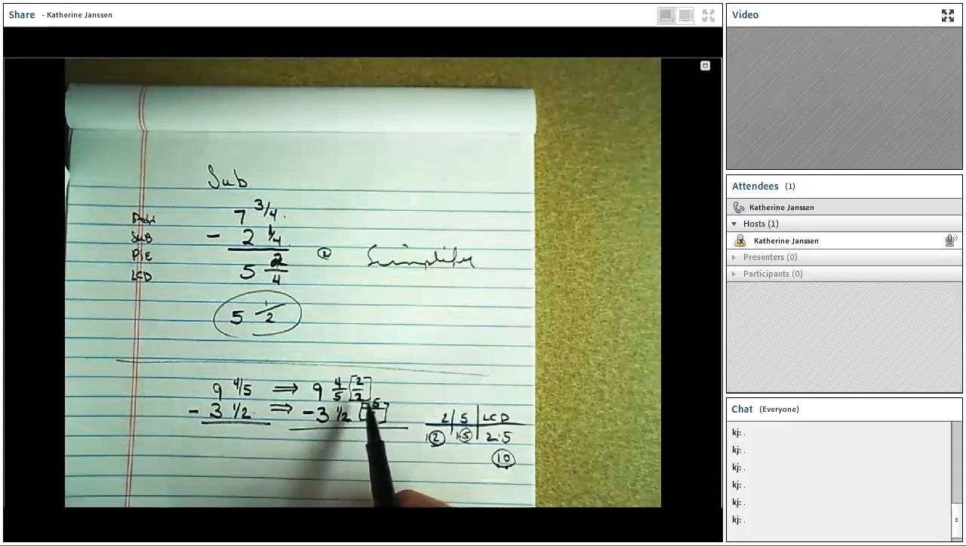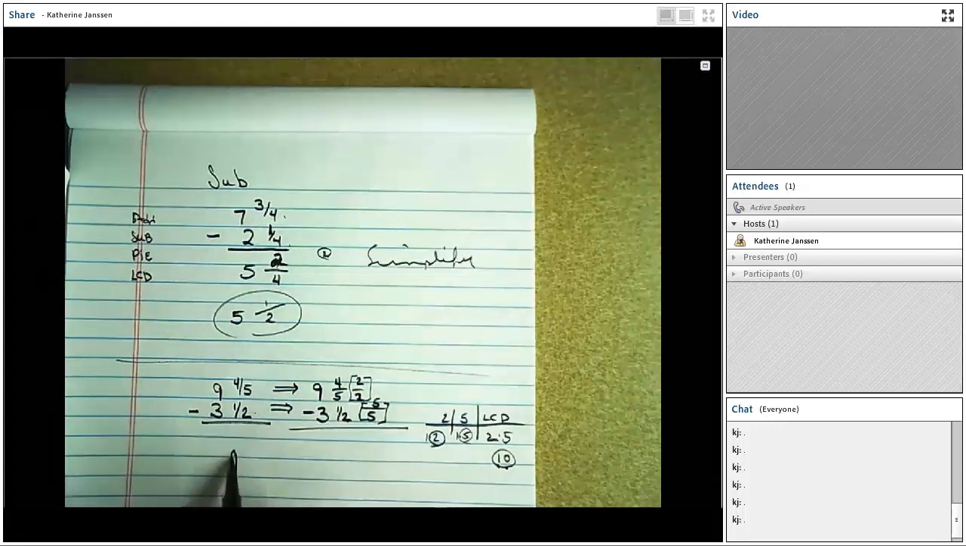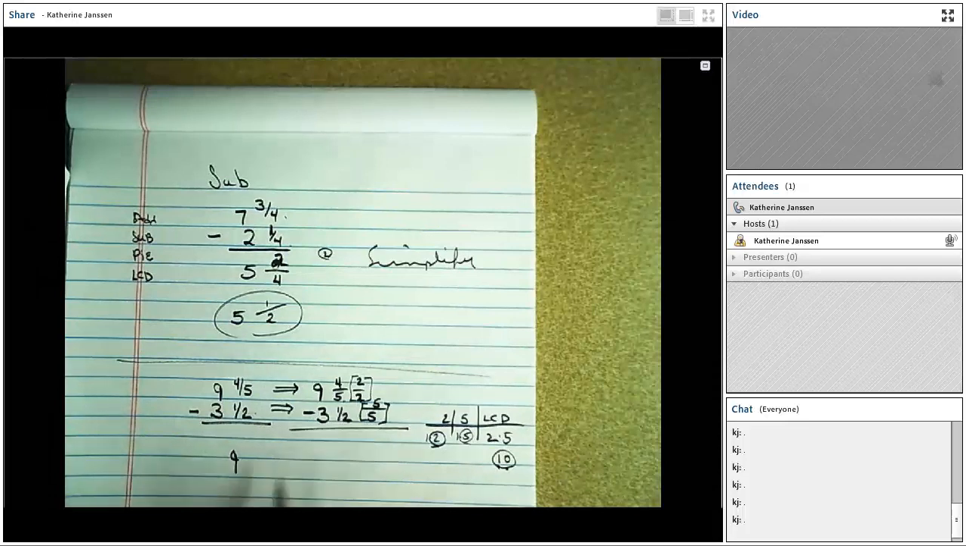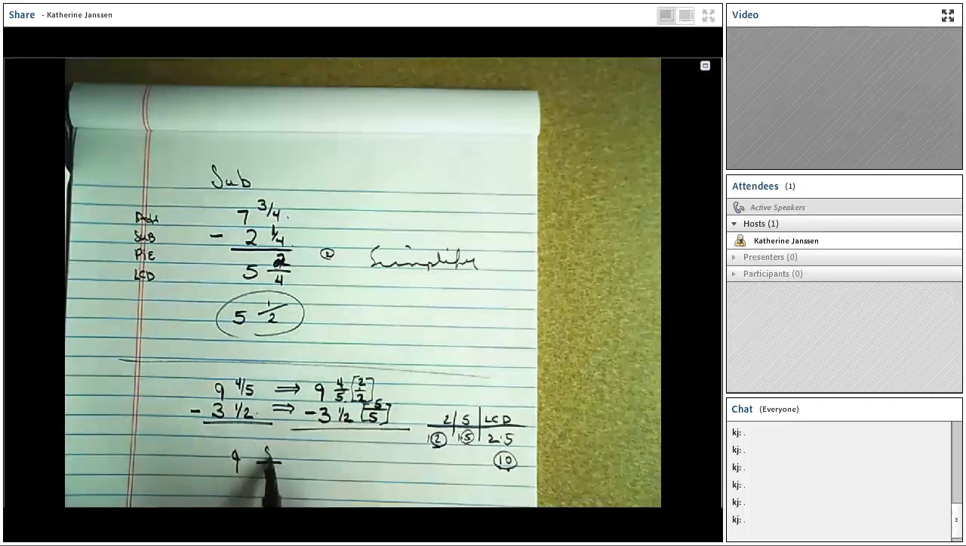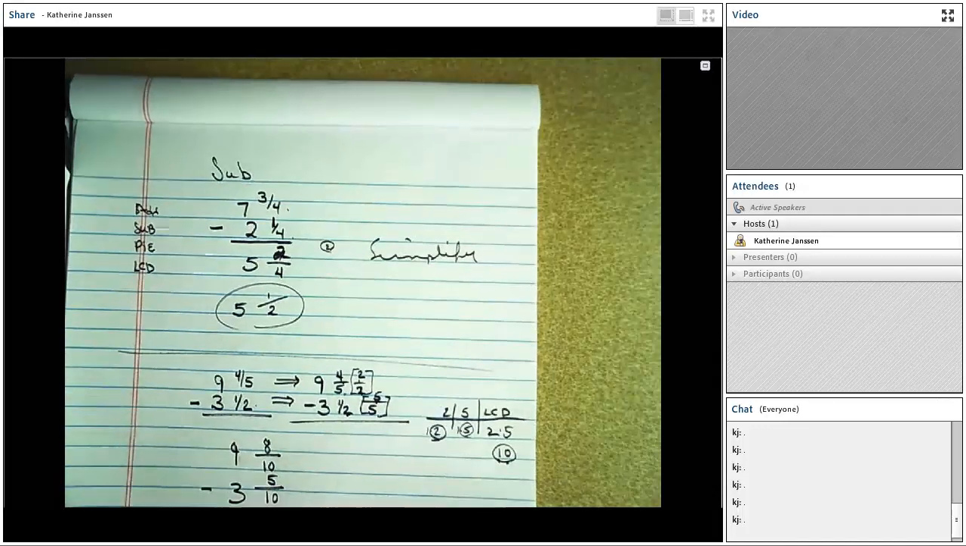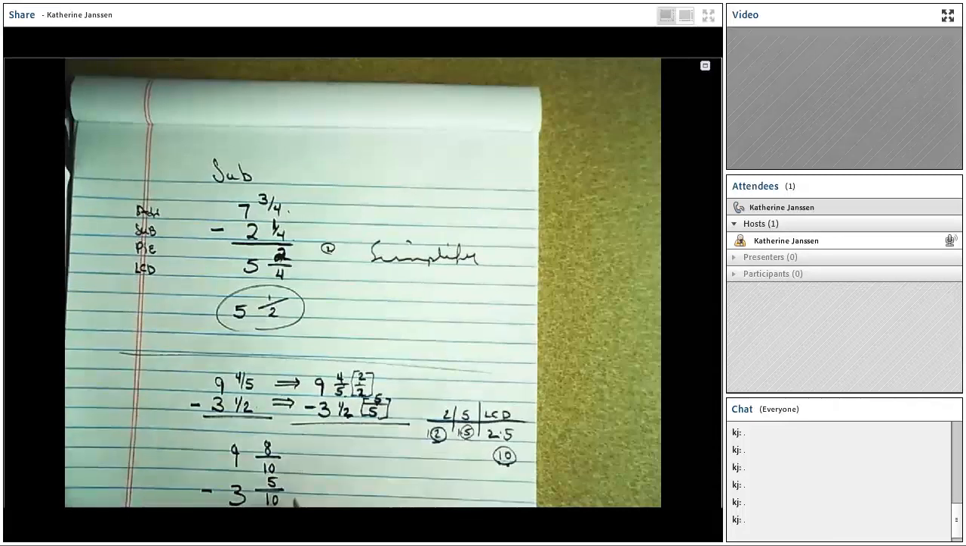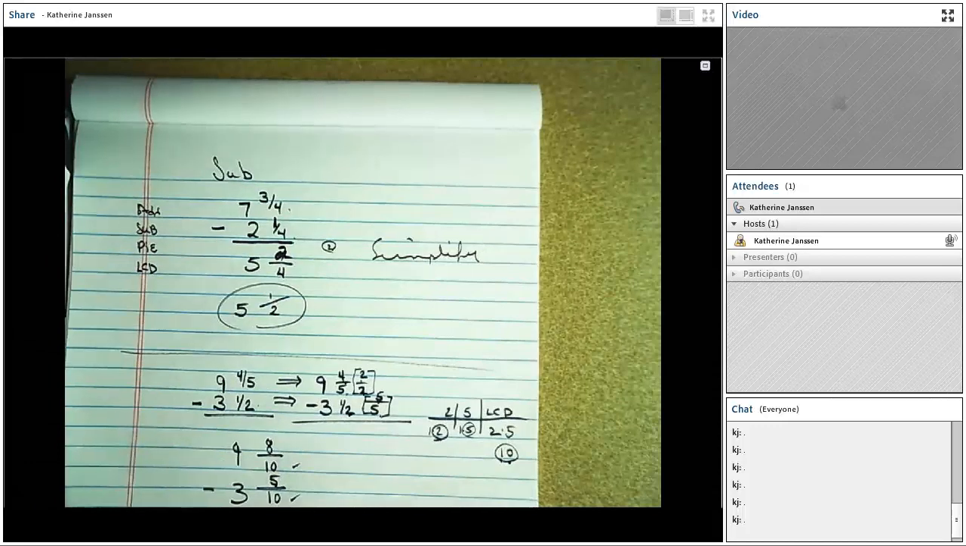Now I have 9, and 5 times 2 is 10, 4 times 2 is 8. We're going to subtract 3, and converting to tenths, 2 times 5 is 10. And 1 times 5 is 5. I do have common denominators now, so I'll keep the denominator and subtract 5 from 8 and get 3/10. And subtract my whole numbers, I get 6. I can't simplify this any further. My answer is 6 3/10.